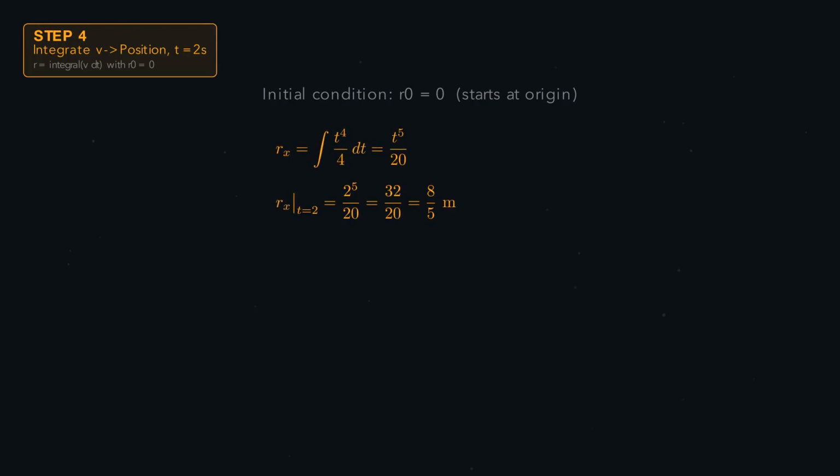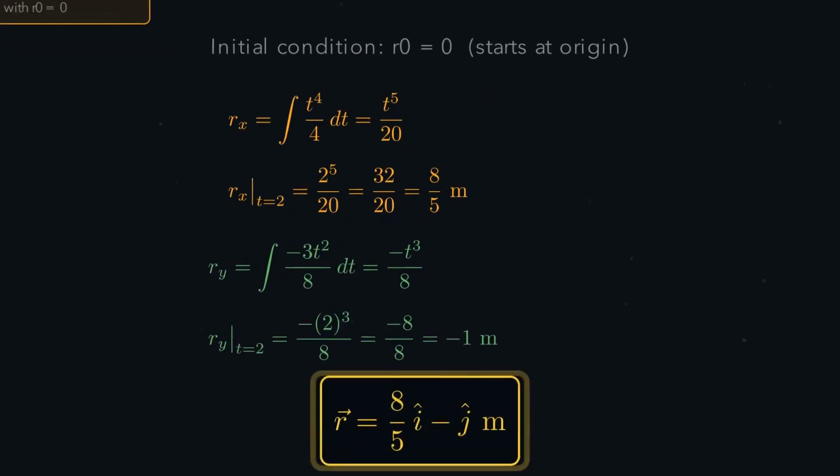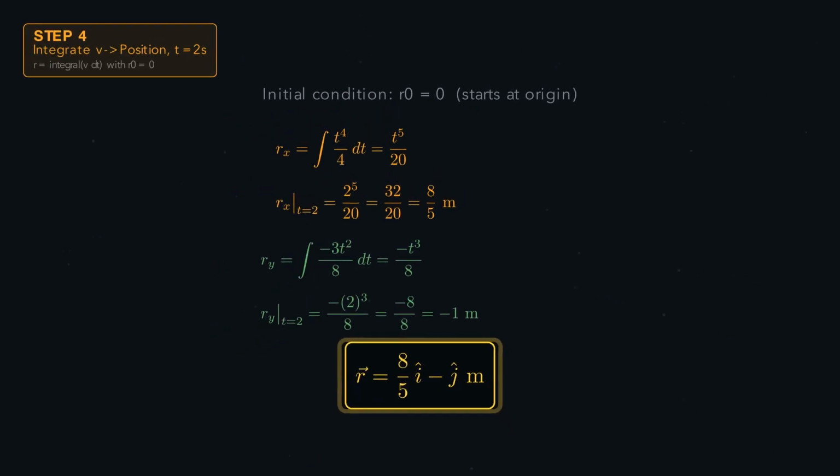The x velocity is 2 to the 4th power divided by 4. That's 16 over 4, which is 4 meters per second. The y velocity is negative 3 times 4 over 8. That gives negative 3 halves.